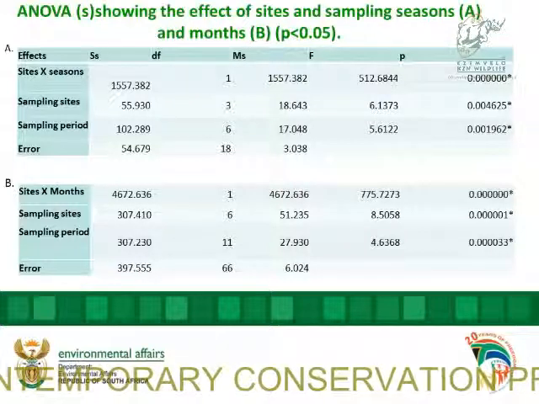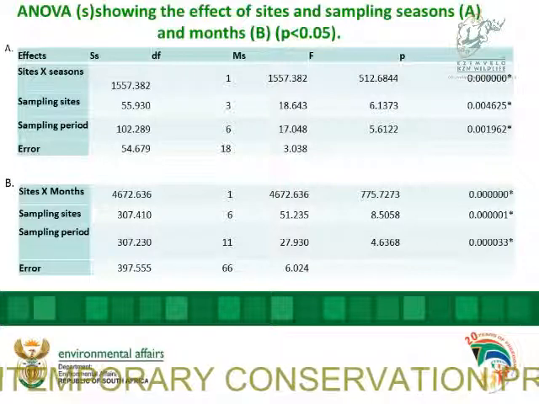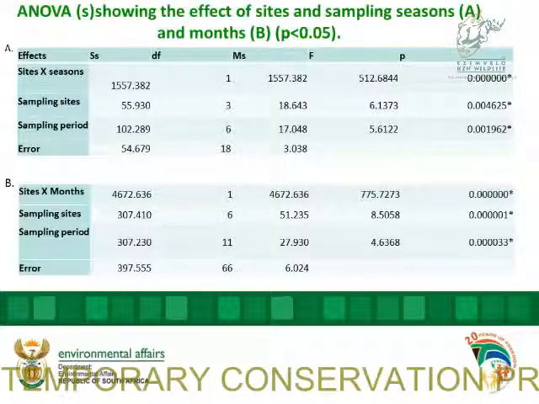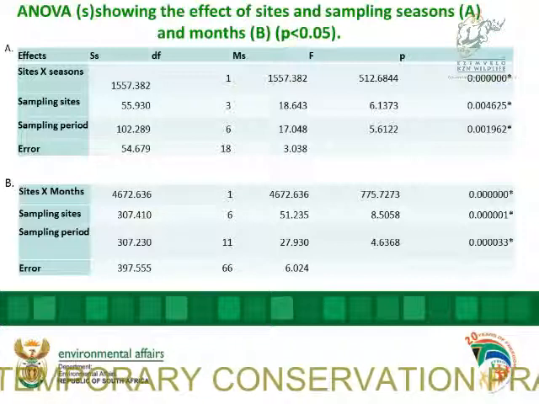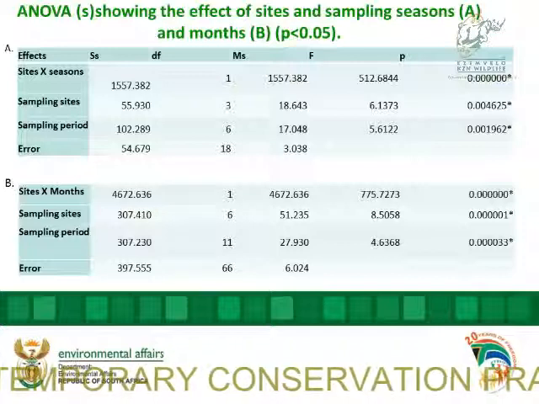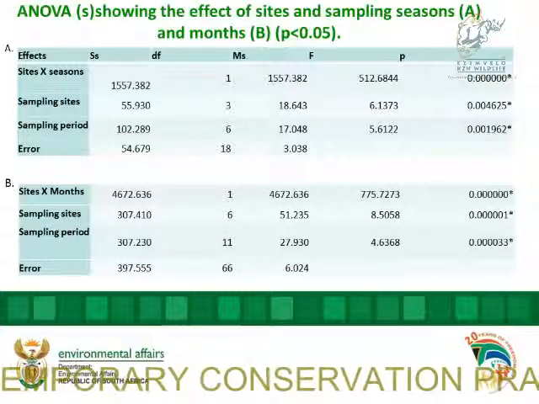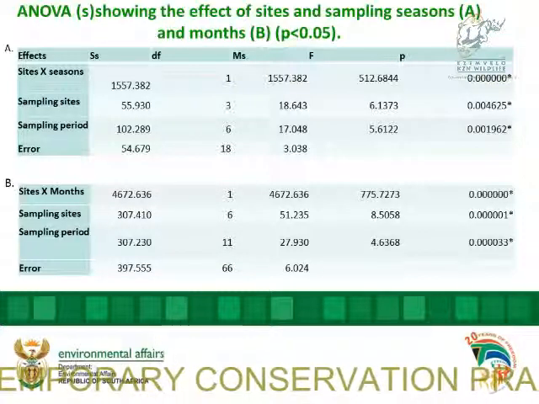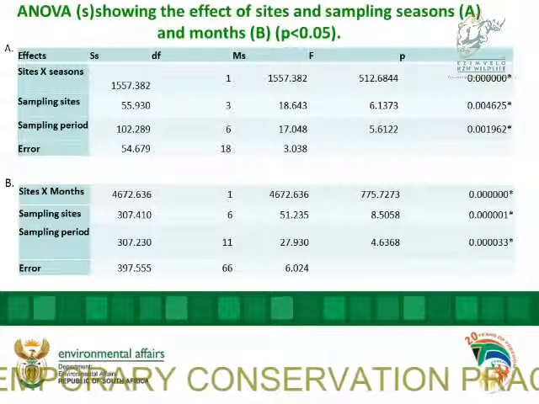The nitrogen-15 signatures that we got from the macrophyte samples were introduced into two-way analysis of variance, to test the effect of sites and sampling seasons, sites and sampling months, and all the tested variables were significant with varying degrees, that you can see from the table there.